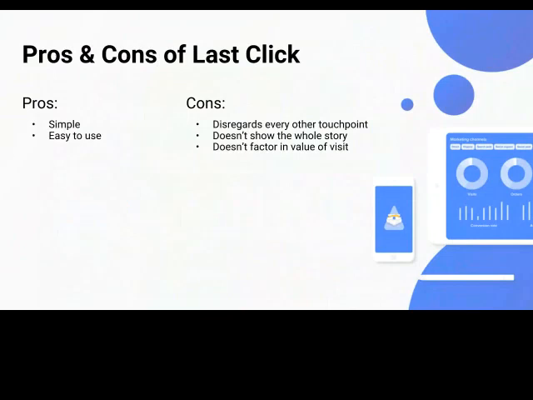The pro is that it's just crazy easy to use. And again, like I said before, it's kind of the default attribution model that a lot of people go to when they think we should be doing attribution, but we don't really know where to start. But the problem with last click and with any single touch attribution model is that it disregards every other touch point that exists throughout the customer journey. It doesn't show the whole story, and it, above all, does not factor in the value of the visit. We're going to talk a lot about the value of visits as we go, but just keep this in mind.